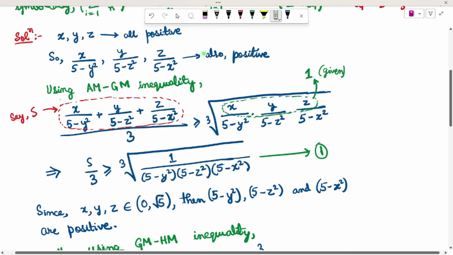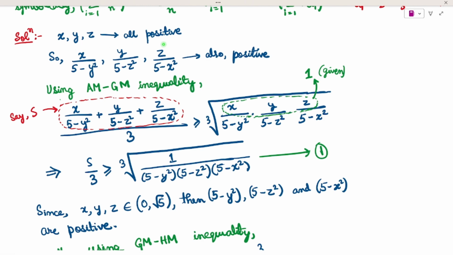See, x, y, z are all positive because they lie between 0 and root 5. So all these terms should also be positive, obviously, because 5 minus x square, 5 minus y square, and 5 minus z square will be positive, since all these variables are less than root 5. So the denominator will be positive, and the numerator is already positive as we have mentioned. So this entire thing is also positive, right? Now, since these are positive real numbers, we can think of them as real numbers a1, a2, and a3.